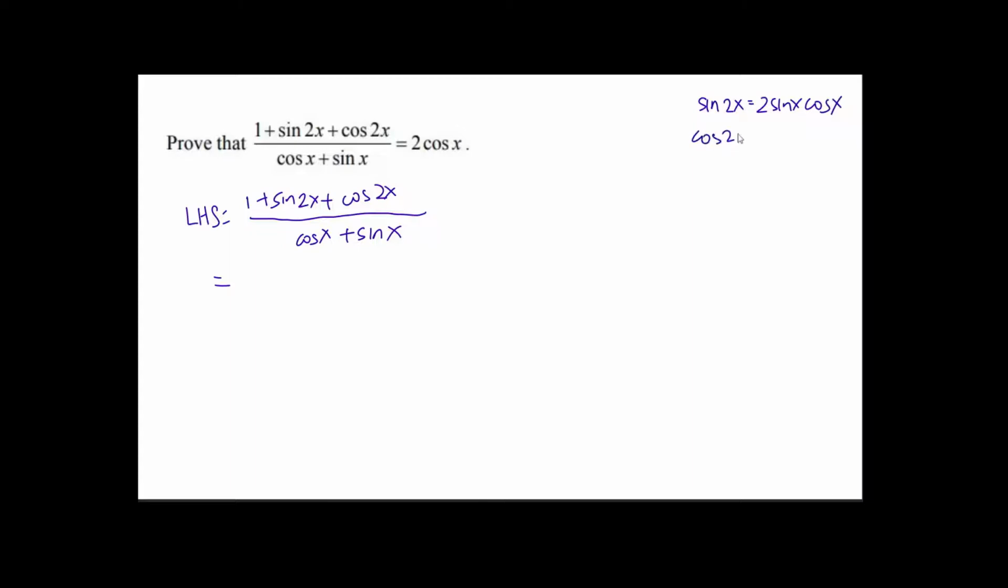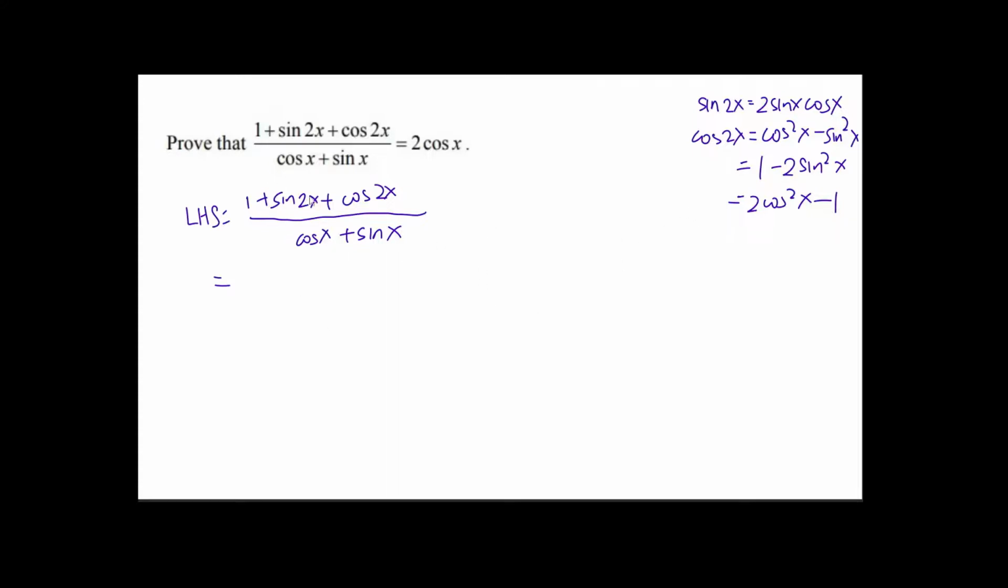And cosine 2x, you have three choices, right? You have cosine squared x minus sine squared x, or you have 1 minus 2 sine squared x, or you have 2 cosine squared x minus 1. Okay, so if you were to look at this, very likely I'll make use of this one, because in order to prove that it's equals to cosine x at the end of the day, probably I do not need this 1 here. So to get rid of this 1, I will have this minus 1 here so that I can get rid of it.